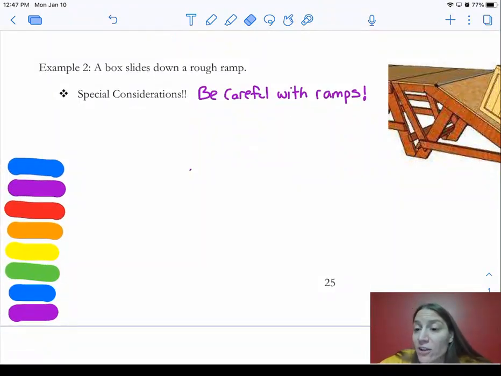Other situations where there are angles are when you've got someone pulling or pushing at an angle. If your forces are at angles, you got to draw those at angles too, okay? So we're going to see what that looks like.